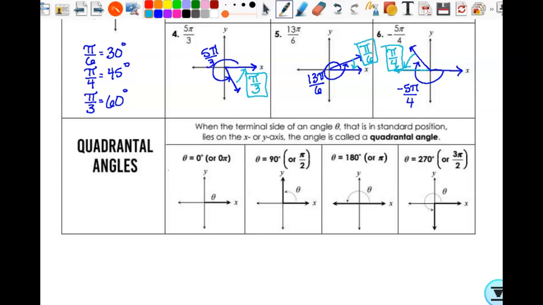All right, so I want you to look at this. 5 pi thirds, my reference angle is pi thirds. 13 pi sixths, my reference angle is pi sixths. 5 pi fourths, my reference angle is pi fourths. You see a connection there? So we're going to talk about our pi thirds angles, our pi fourths angles, our pi sixths angles. And if I know everything I need to know about pi thirds, I also know everything I need to know about 5 pi thirds and 2 pi thirds and all the rest of that stuff with just a little tweaking.